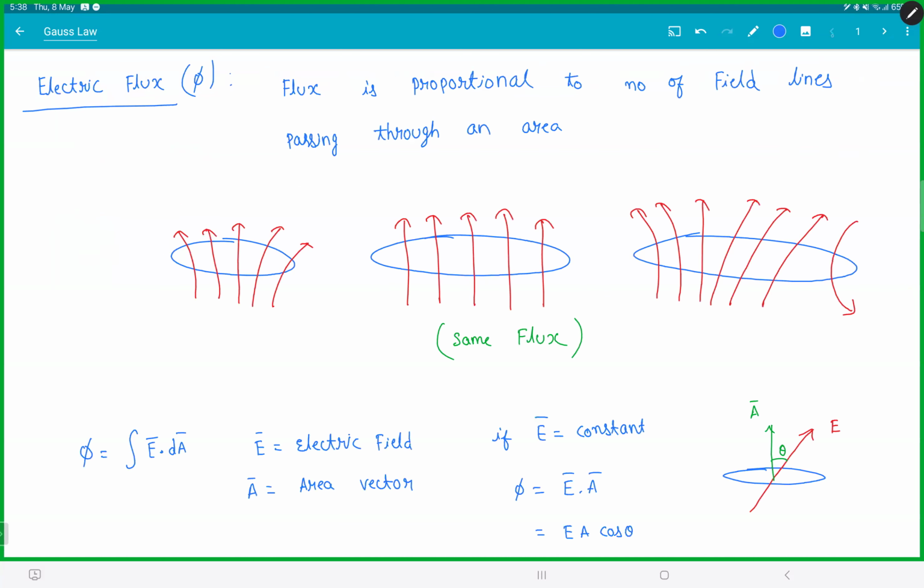So there's only one formula that we did so far. So this is your main thing. We're just going to play with this formula for today. You can just note it down if you want. So flux is simply integral E bar dot dA. E is the field and A is the area vector. It's a dot product.